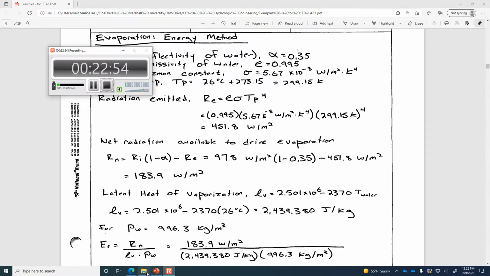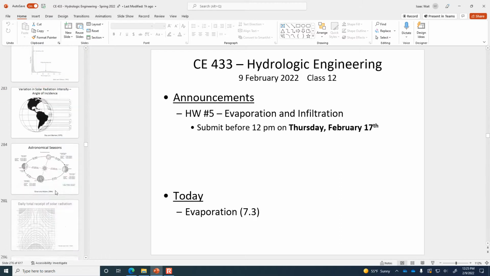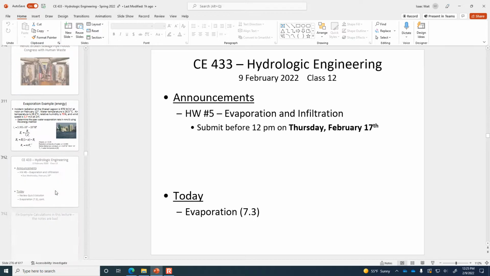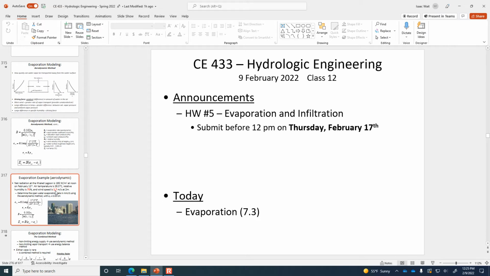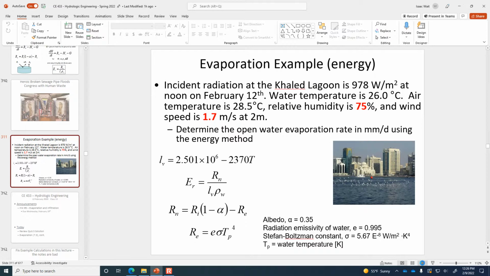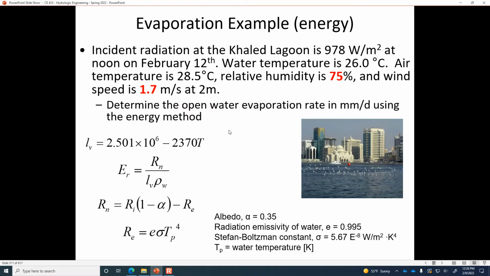So in the given problem statement, what it's telling us is that we have a scenario where the radiation that's coming in is 978 watts per meter squared. And then we know the temperature of the water is 26 Celsius. We've got the air temperature, relative humidity, the wind speed. And then here are the formulas and constants that we're going to use.